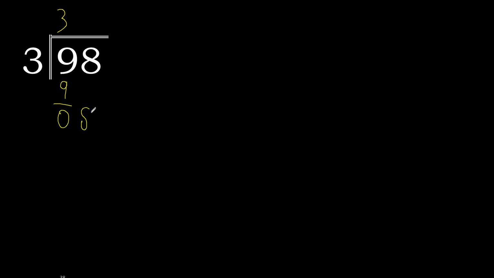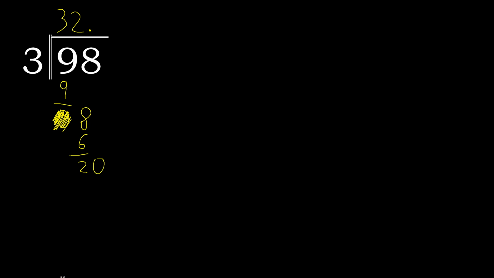Next. Eliminate the 0 on this side. 8. 3 multiplied by 3 is 9. 9 is greater. 3 multiplied by 2 is 6. 8 minus 6 is 2. Next, there is no number, therefore complete it, always complete with 0. 0 point.